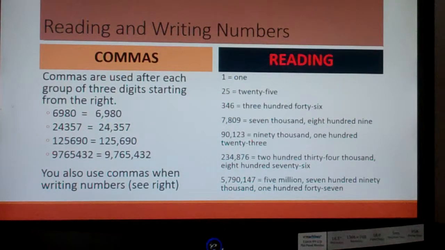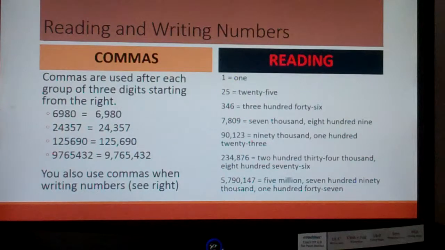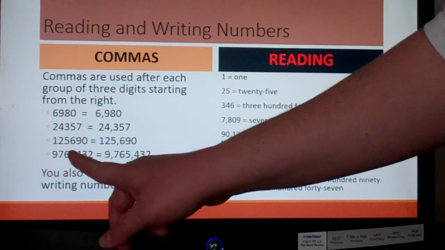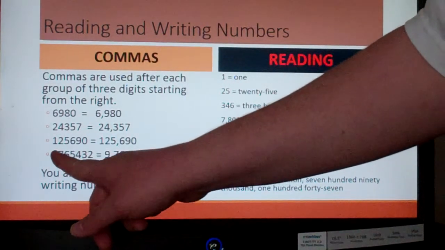9,765,432 has 2 commas, one between the 5 and the 4, and one between the 9 and the 7. Again, counting from the right: 1, 2, 3, comma, 1, 2, 3, comma.